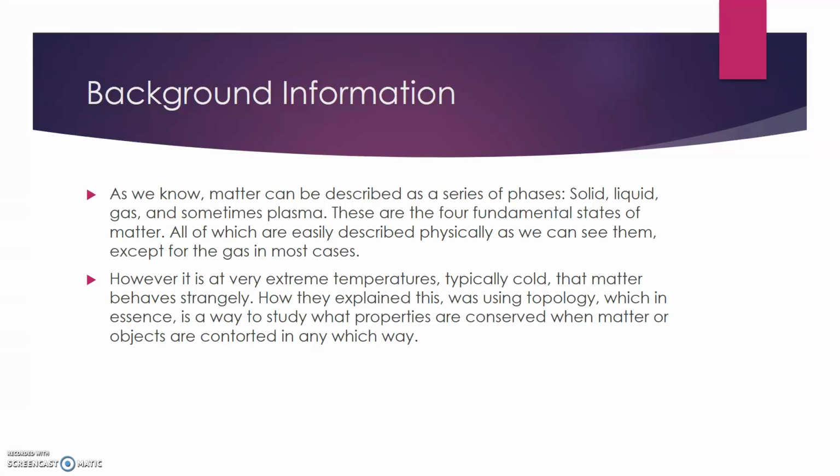How they explained this was using topology, which in essence is a way to study what properties are conserved when matter or objects are contorted in any which way. And what this means is that if you have an object and you were to tear it in half, it would still retain the properties such as its magnetism or electrical potential.